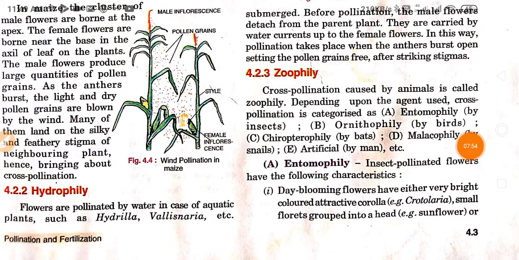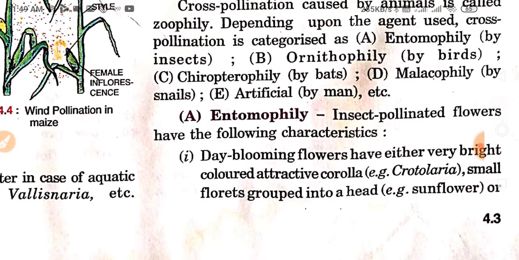In malacophily, pollination is carried out by snails, and artificial pollination is by man. So first we go through the details of entomophily. It is the insect pollinated flower having the following characteristics.